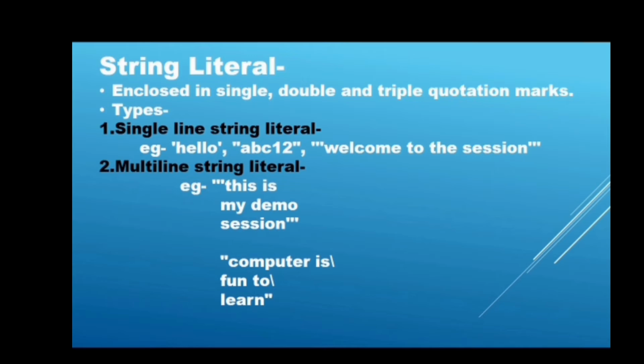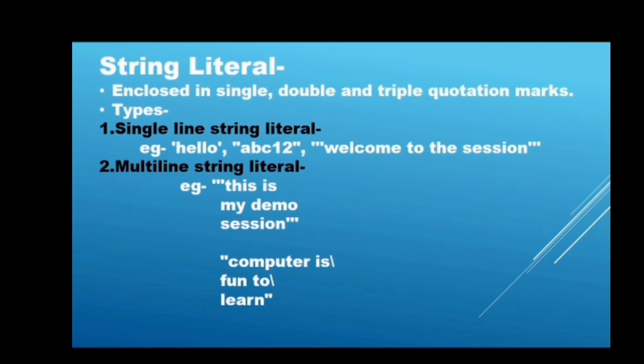Now, another important literal of Python is string literal. Anything that is written within single quotation marks, double quotation marks, or triple quotation marks is called a string literal. There are 2 ways of writing string literals. One is a single line string literal, and another is a multi-line string literal. A single line string literal is one that is written in one single line. It can be enclosed within single, double, or triple quotation marks.